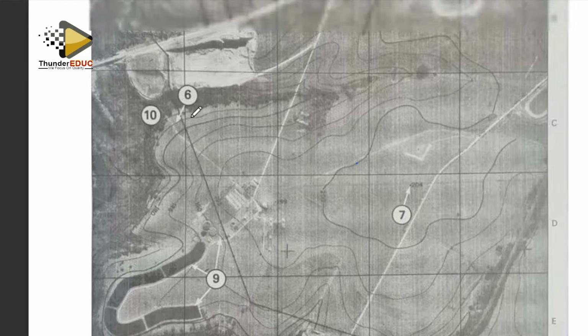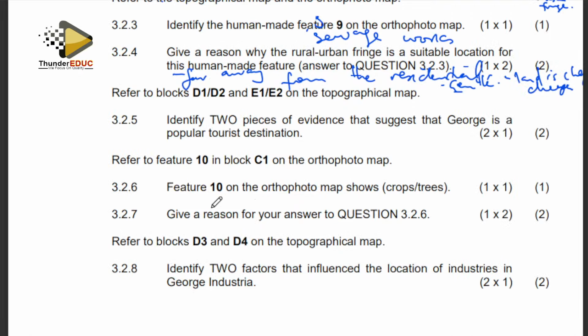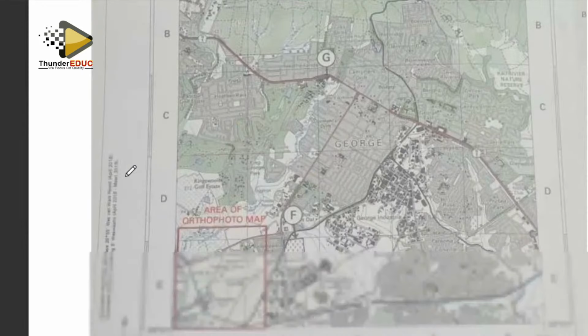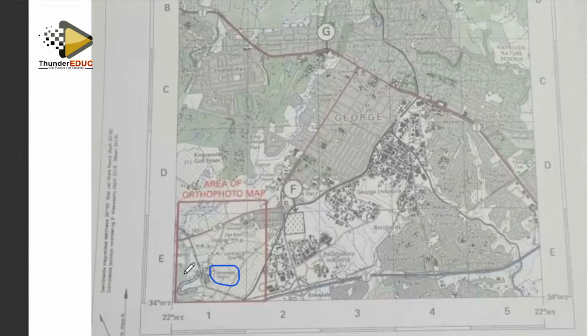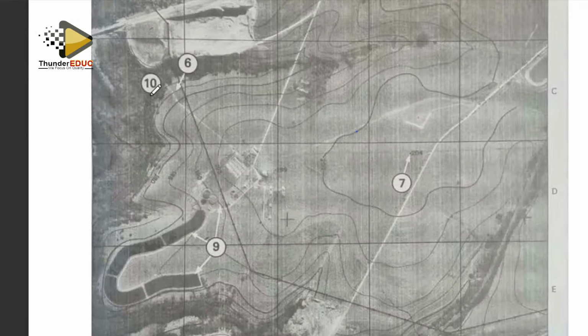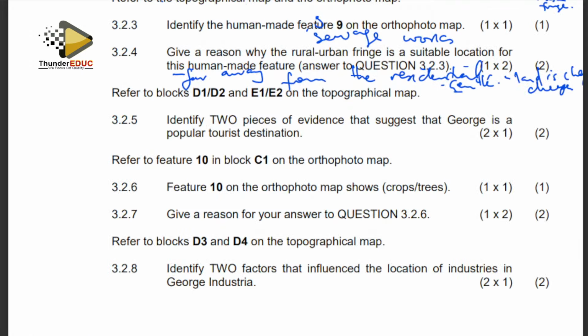And the first question is, feature 10 on the orthophoto map shows crops or trees. Definitely those can't be crops. In this sense, if you cannot tell what this is, you can combine it. Look at this, this is 10 here. What is this? These greens are trees. So you know that this rough texture here is indicating trees. These are all green trees. So the answer for this one can't be crops. It's trees.